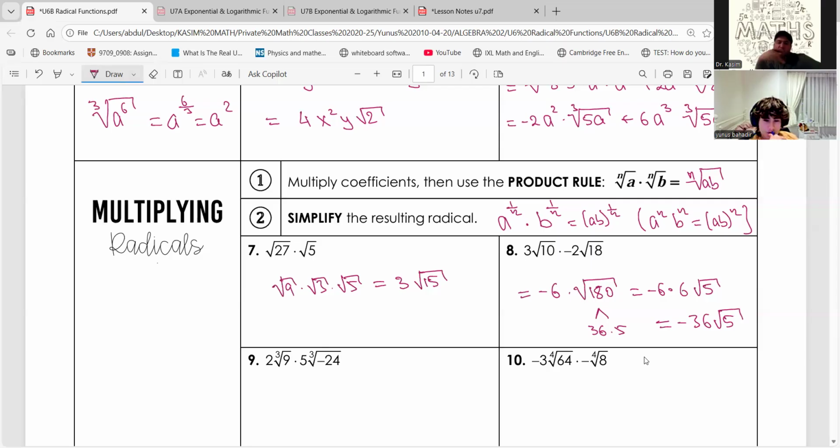Now simplify question 9, Yunus. And we have the same thing, but we have cube roots. So we have 2 times 5, the whole parts, multiply them. And this cube root of 9, cube root of negative 24, we can write under the same cube root, right? And see if we can simplify further or not. Yunus, you need to write in your notebook because you have to practice writing these rules and these expressions.